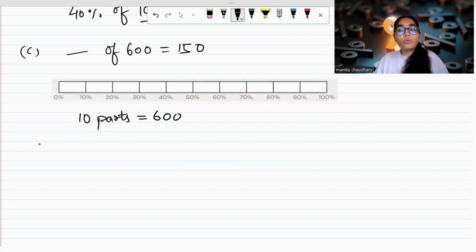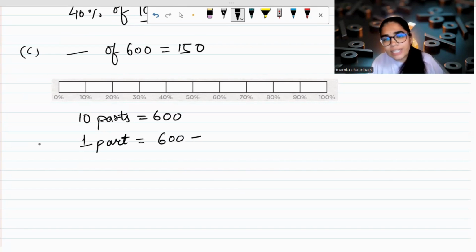Now what do you have to do? First step, you have to find the value of 1 part. Okay. Many to 1. What will we do? Divide. Yes. So we'll find the value of 1 part. How will we find it? We'll divide 600 by 10, because here it is written 10. So we'll divide this by 10. So 600 divided by 10, you will get 60.